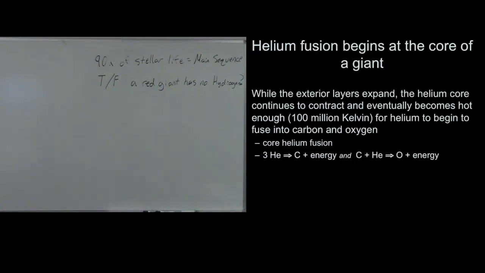Eventually, the core of the star, which is all helium at this point, will collapse down to the point where its temperature is in excess of 100 million Kelvin. At this point, the helium atoms can fuse into carbon and oxygen. And so you get a new set of nuclear processes. This isn't hydrogen into helium, this is helium into carbon and also helium into oxygen.